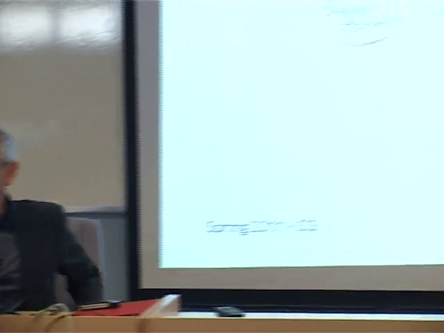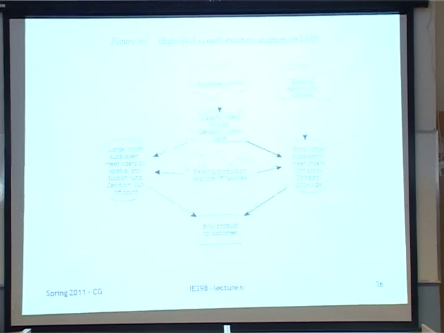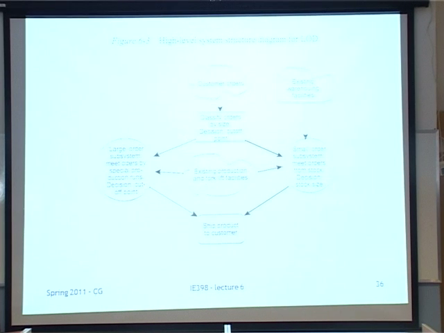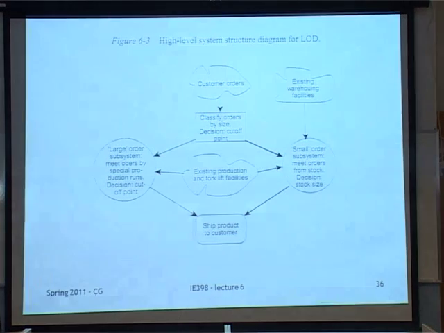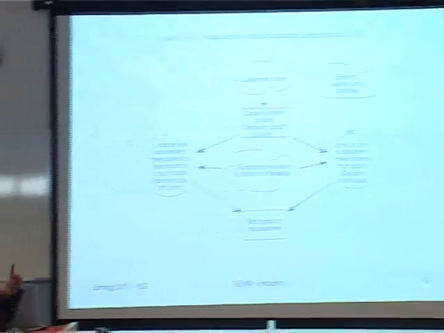Okay, let's look at this figure also. The high-level system structure diagram for LOD. The textbook introduces and describes different diagrams. This is one of them, system structure diagram. I don't think that we need to formalize such diagrams too much, but it's very useful. It represents the whole problem very nicely. This is much sparser than the rich picture. The rich picture is very rich. This is sparse. Sparse means seyrek, not rich. But it focuses on the problem.